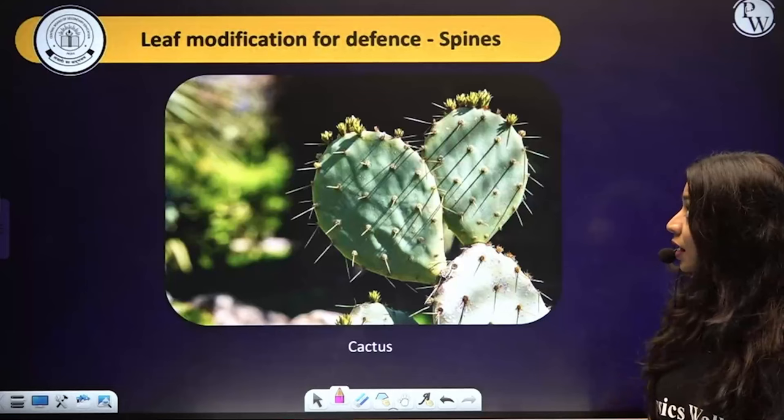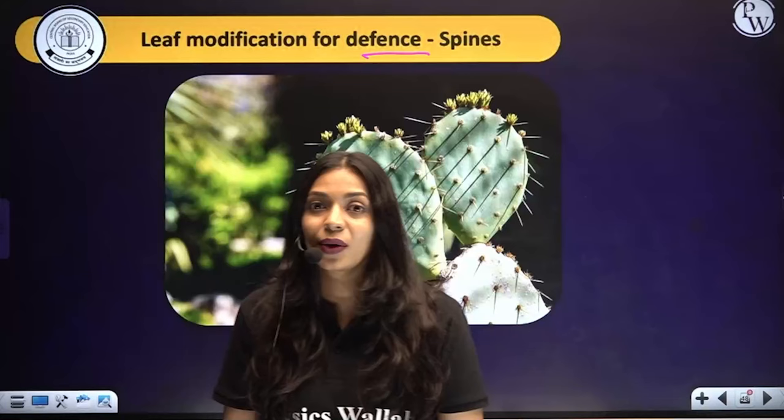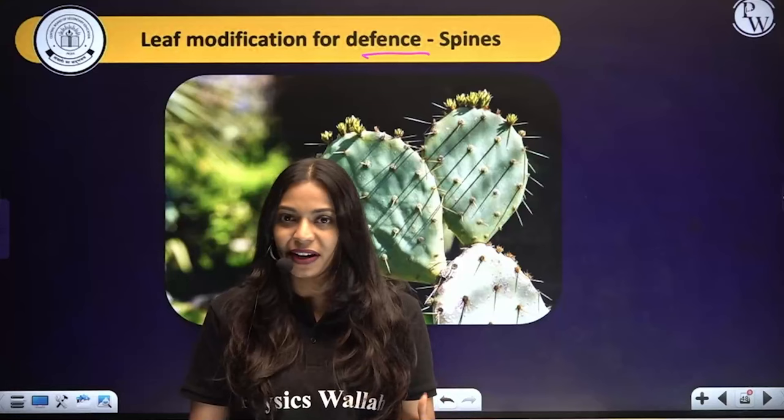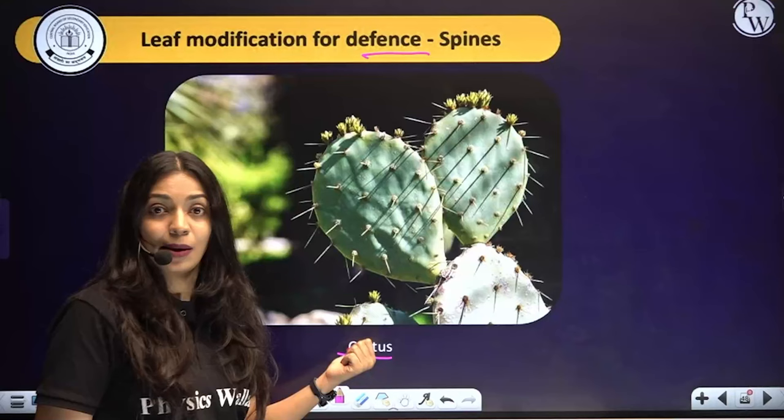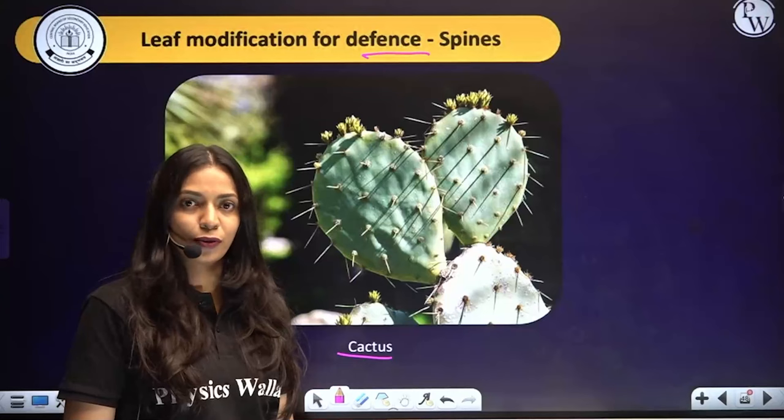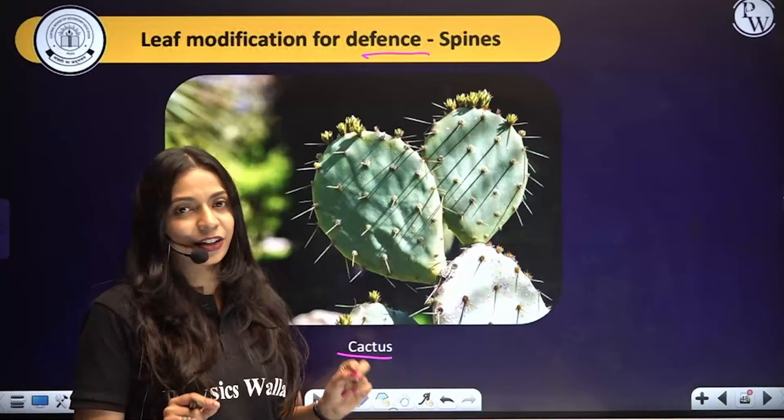Leaf modification for defense. Remember, in stem modification, I told you how in bougainvillea plant, in citrus plant, axillary bud becomes a thorn and it prevents herbivory or the grazing animals from feeding on it, right? Something very similar happens over here as well. So over here in cactus or opuntia, I gave this example in stem modification. I called it phylloclade, remember, where the stem takes up the function of photosynthesis. If the stem is performing photosynthesis, what are the leaves doing? Leaves are highly reduced in this case and they form these spines.